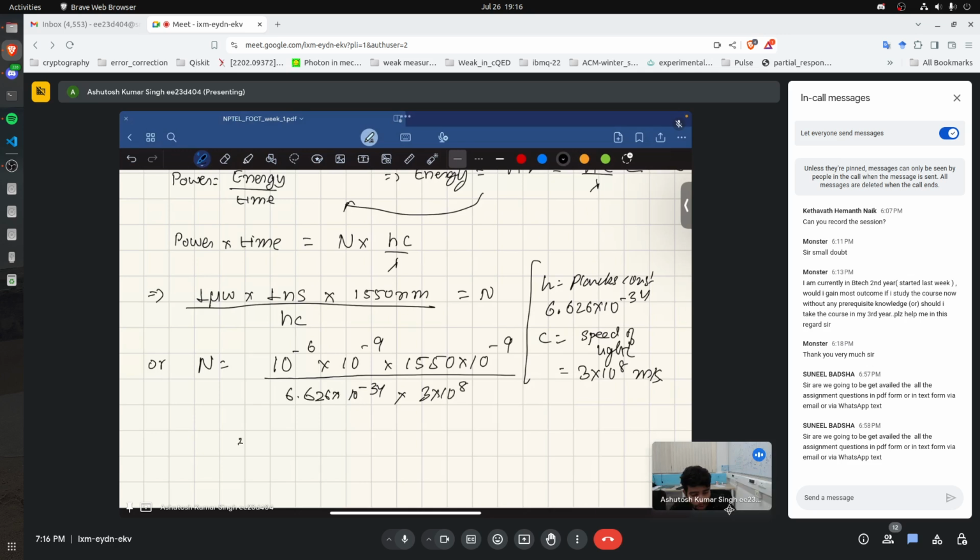And I had gone ahead and I had done the simplification for all this, which turns out to be 7802 photons. So you would get some fractions there or some decimal points there, but photons cannot be split into two parts, so we just round it off to the nearest whole number, and from there we get 7802 photons in that pulse.